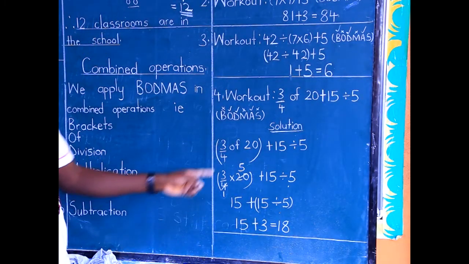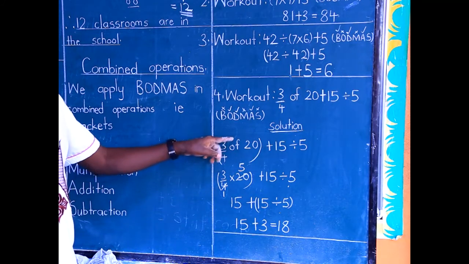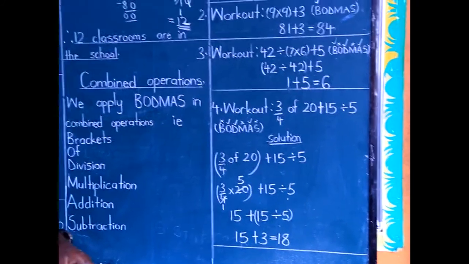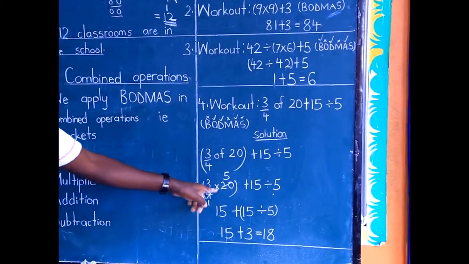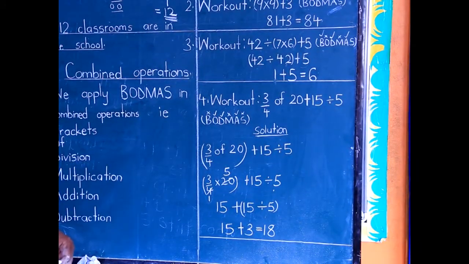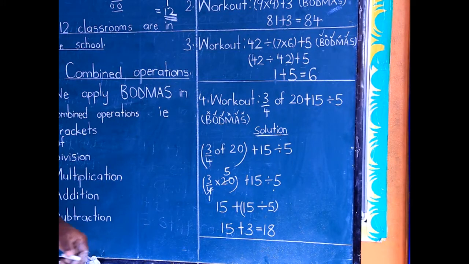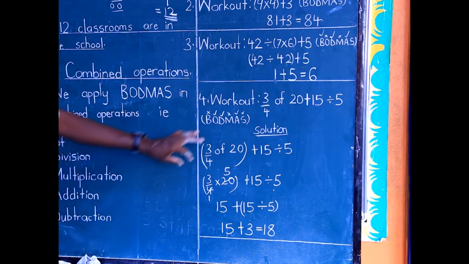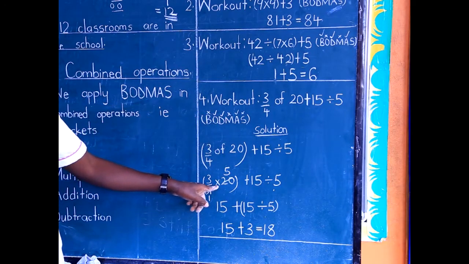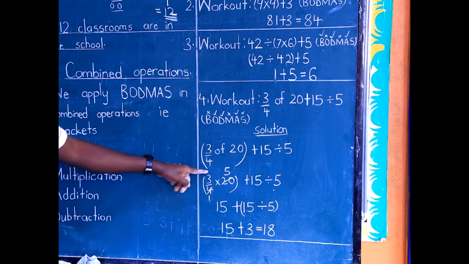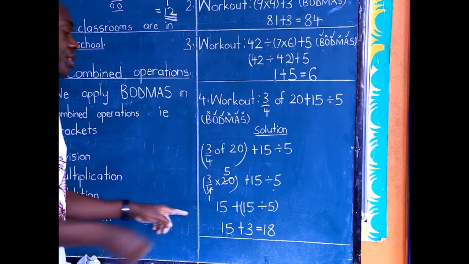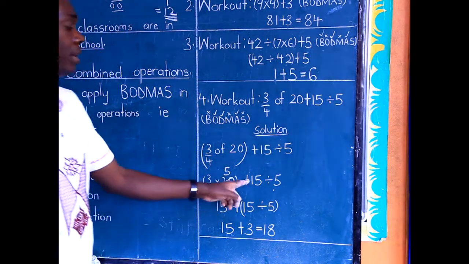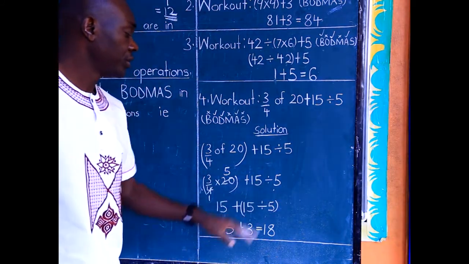Of is done like the times, or is replaced with the times sign of multiplication. But remember, multiplication as an operation is different from of as in the flow of BODMAS. But now for interpretation, replace it with a times. So we say 3 out of 4 times 20. The brackets show where you are. Plus 15 divided by 5.